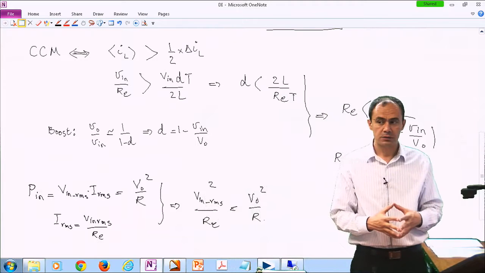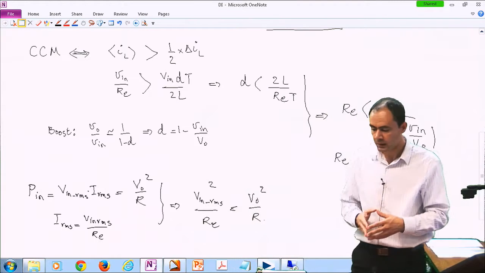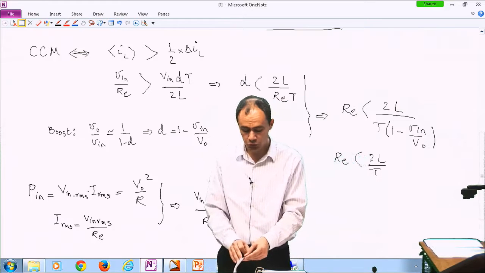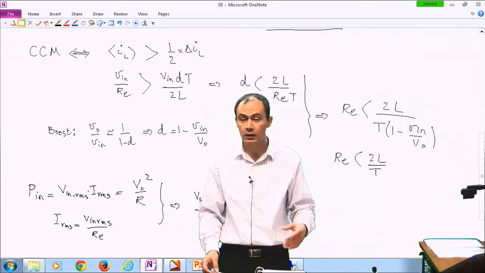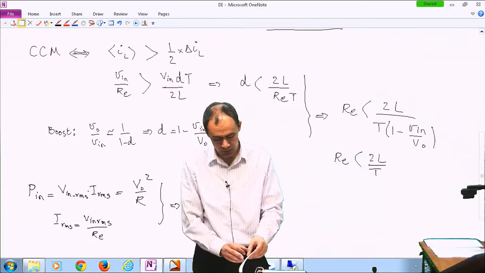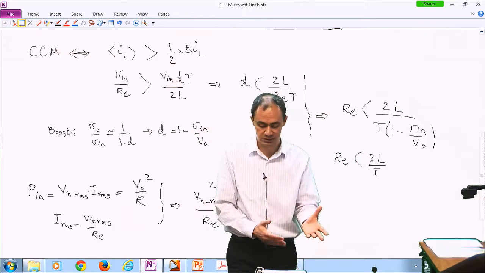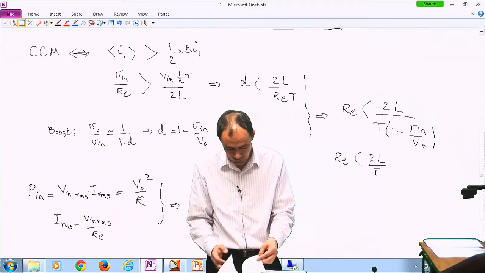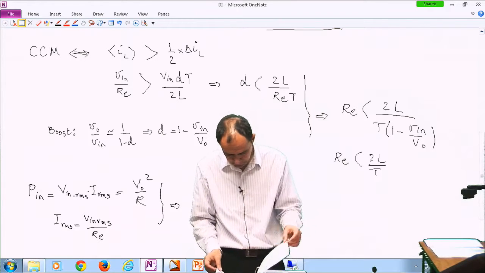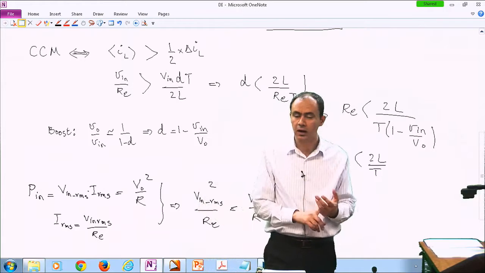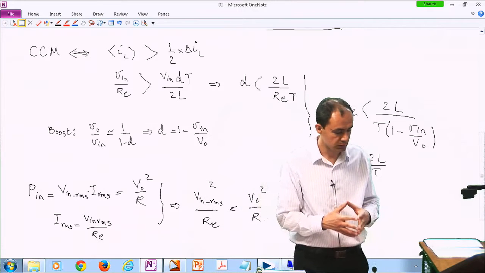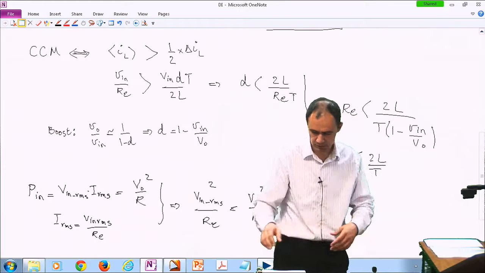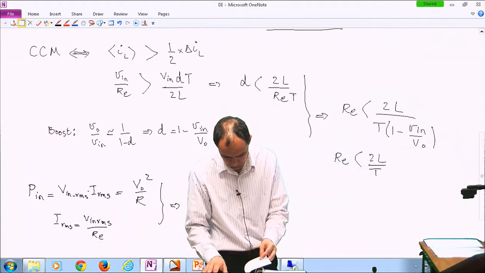Any other questions? Okay. So this was all about if you're using the boost topology, and the control approach that you have chosen is peak current mode control. Now you can also do average current mode control. Since in this class we have not talked much about average current control, we are not going to go into the details of that. Another very common approach for controlling the boost topology is the hysteresis control. So let's talk a little bit about hysteresis control.